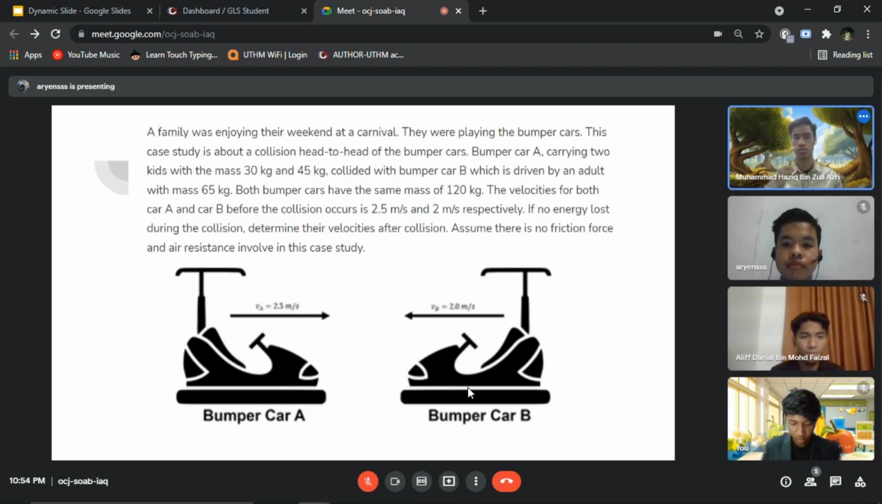Bumper car A, carrying two kids with masses 30 kg and 45 kg, collided with bumper car B, which is driven by an adult with mass 65 kg. Both bumper cars have the same mass of 120 kg. The velocities of car A and car B before the collision are 2.5 meter per second and 2 meter per second respectively. If there is no energy loss during the collision, determine their velocities after the collision. We assume that there is no friction force and air resistance involved in this case study.